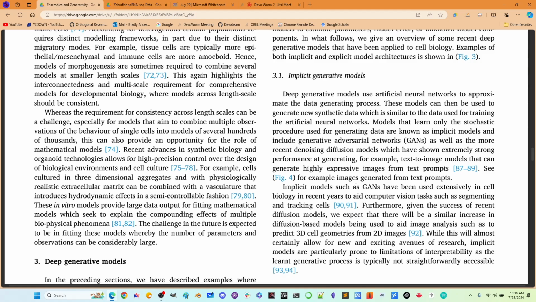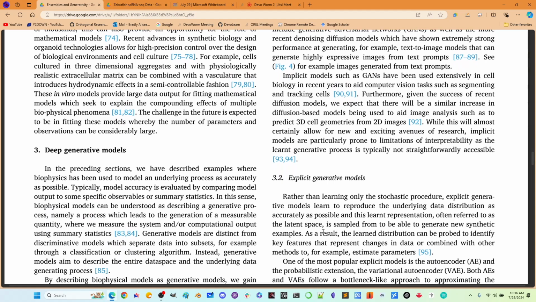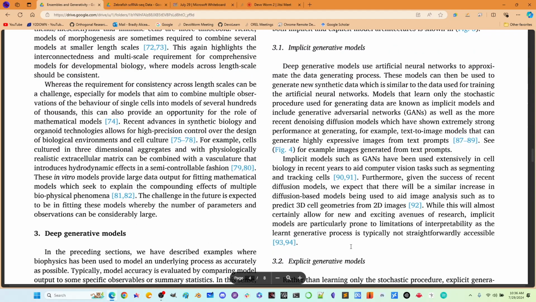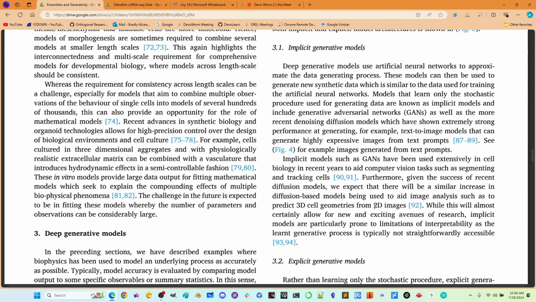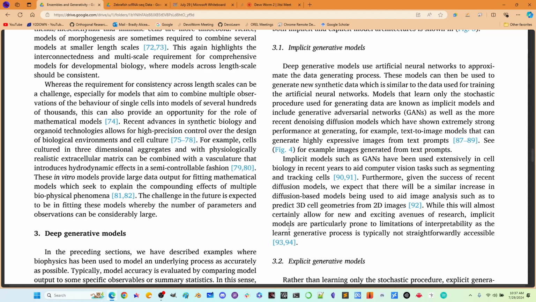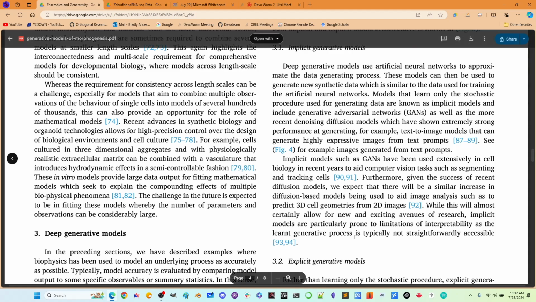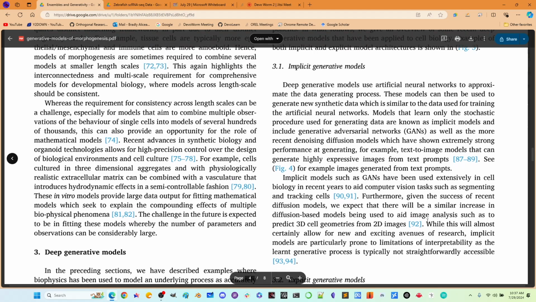So implicit models such as GANs have been used in cell biology as well for segmenting and tracking cells. And so we can do certain things like predict 3D cell geometries from 2D images. And there's this expectation that this will grow in the future. But of course, implicit models, while having a lot of promise, are particularly prone to limitations of interpretability, as a learned generative process is typically not straightforwardly accessible. So, just because we can characterize that space and generate outcomes, it's not easy to get an idea of what the process is behind this generation, and even if we're getting the right answer. So there are a lot of problems that we might have with such a type of model in development.